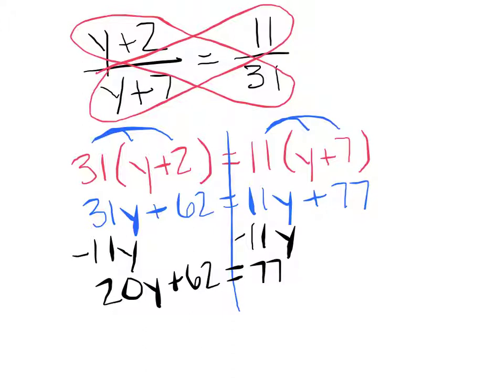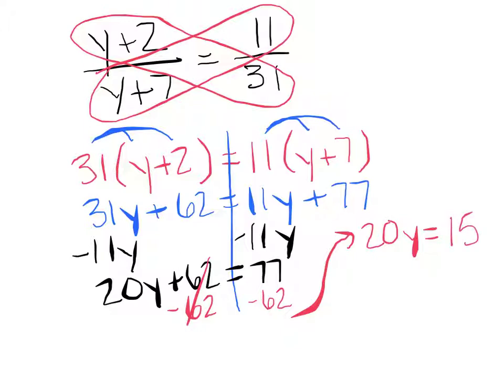Alright, now we can go ahead and use our undo. We can undo 62, so we're going to subtract 62 from both sides. I'm going to move my answer over here. 62 minus 62 is 0, so we have 20y on that side. 77 minus 62 is 15, so we have 15 on that side. One last thing to do, we need to undo the times by 20. Divide both sides by 20.